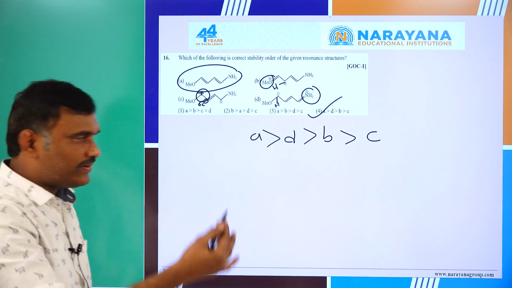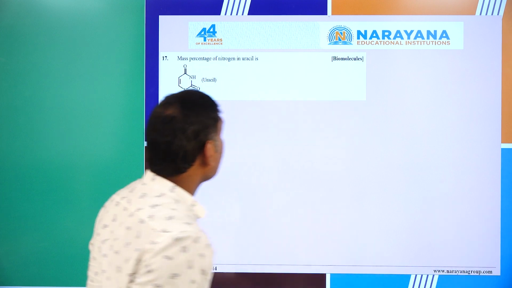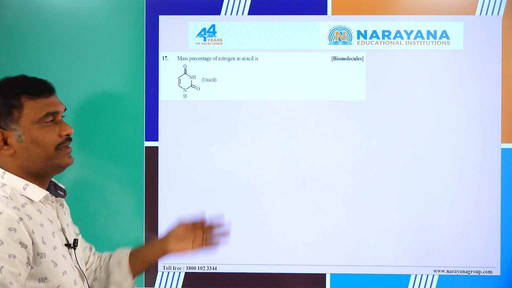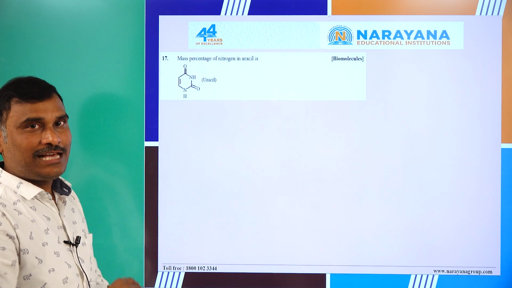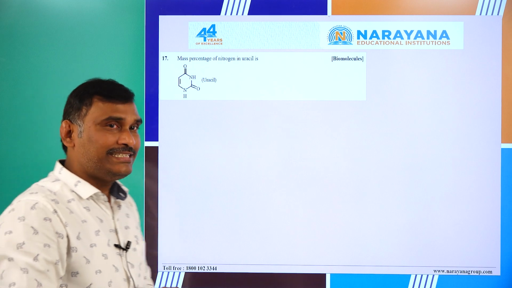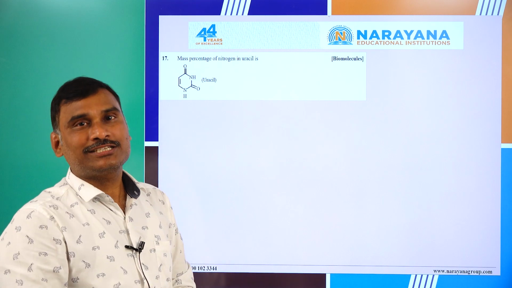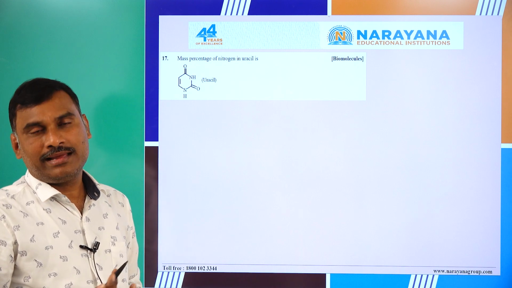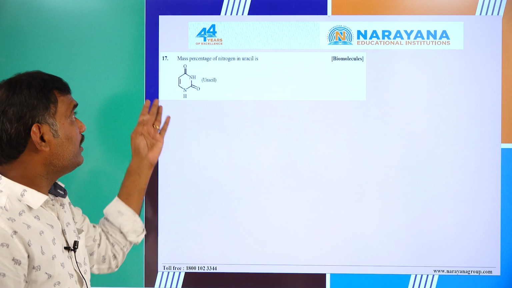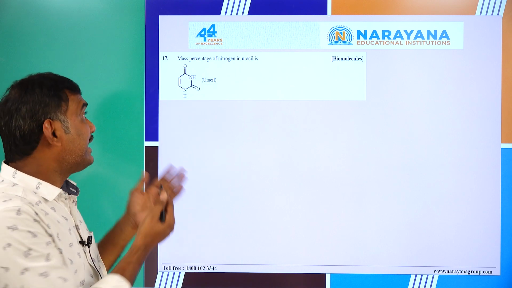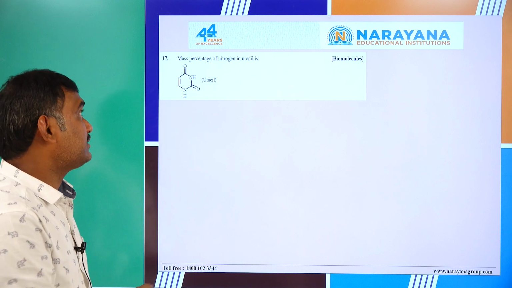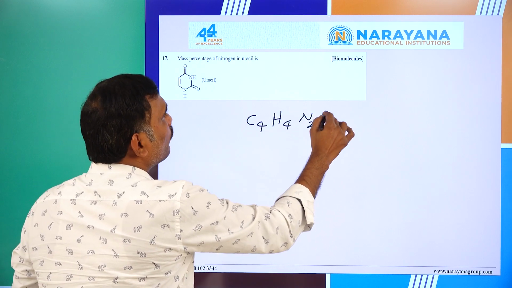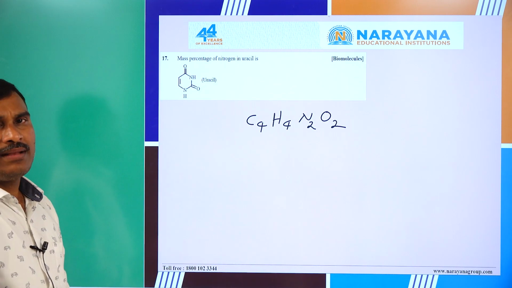Okay, now student, let us go for the next question. Mass percentage of nitrogen in uracil: if the uracil structure is given in the examination, as a student it is easy. But if they don't give the uracil structure, you have to remember the structures of uracil, thymine, adenine, guanine as well. If given the structure, that is a great and easy thing for us. What is the molecular formula? C4H4N2O2. This is the molecular formula of the given uracil.